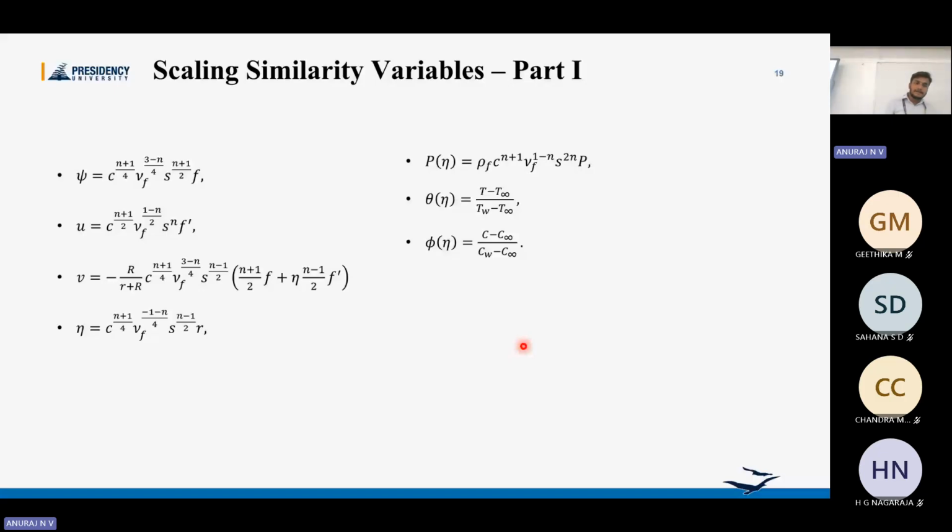After combining the independent terms on one side and the dependent terms on one side, and after applying the Lie group analysis, I am going to derive this. Using the scaling similarity transformation, I am going to derive the similarity variables. These are the new similarity variables for the Williamson fluid. Sorry, not Williamson, tangent hyperbolic fluid. We derived these equations.